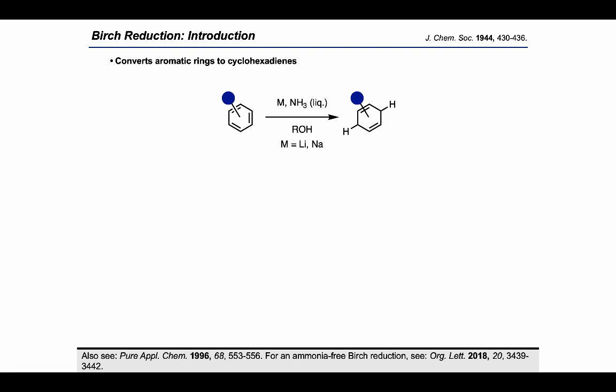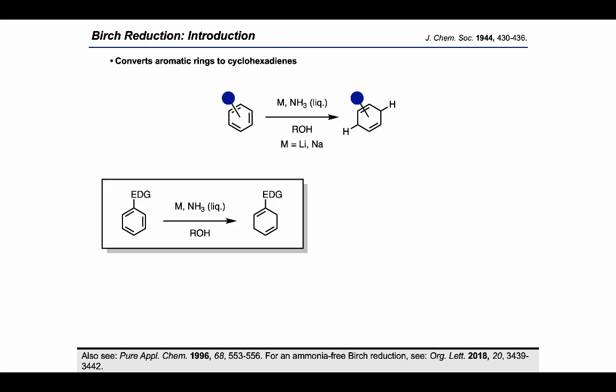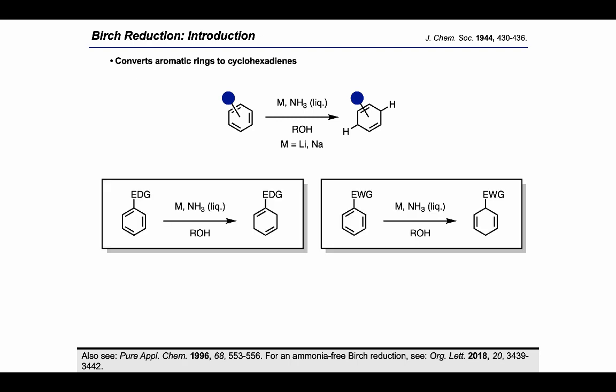The location of the double bonds in the cyclohexadiene products depends on the substituents that are attached to the aromatic ring, and it's well known that electron-donating substituents give this product type, while electron-withdrawing groups lead to this product type. Let's quickly get some more details on the mechanism before we go on.